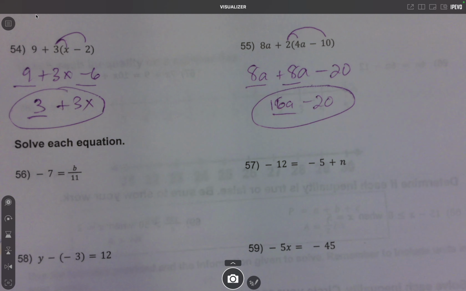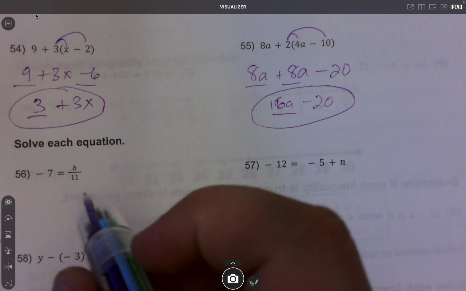Okay, now it's time to solve equations. Remember, the goal is to get the variable by itself, and we have to do that by doing the opposite of what's being done to it at the moment. So here's what I mean.